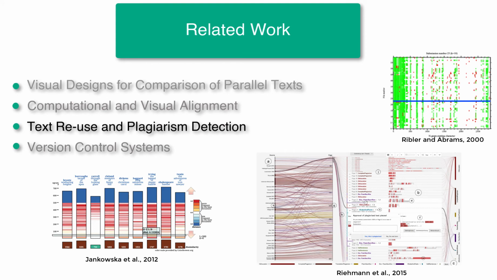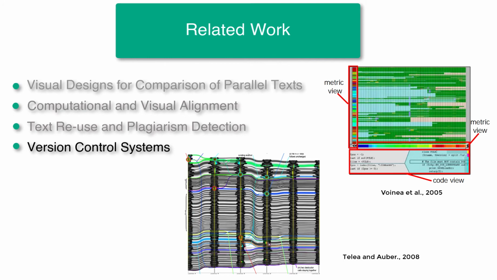Text reuse and plagiarism detection, which includes approaches that incorporate visual methods to detect commonality and text reuse between 2 or more texts. Finally, version control systems, which briefly points out some software evolution visualization approaches that incorporate comparative tasks to detect overlaps and variations between source code texts.